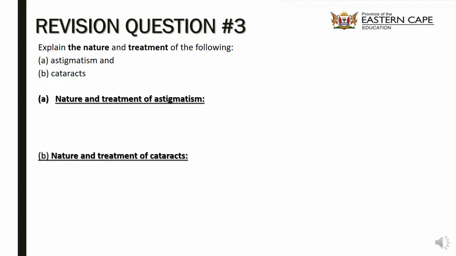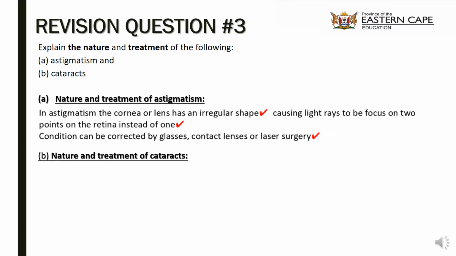So when you say the nature, we're saying what is it, right? Give a brief description of that particular condition. So the nature and treatment of astigmatism, right? There is an answer. Astigmatism, what is happening? Before we probably show the answer, you should have been able to say, we said we have two, the cornea and the lens being affected, but it has got an irregular shape or irregular curvature. What is the problem with having this irregular curvature? It means that your light rays, instead of falling on one particular point, are going to be focused on two or more points on the retina.